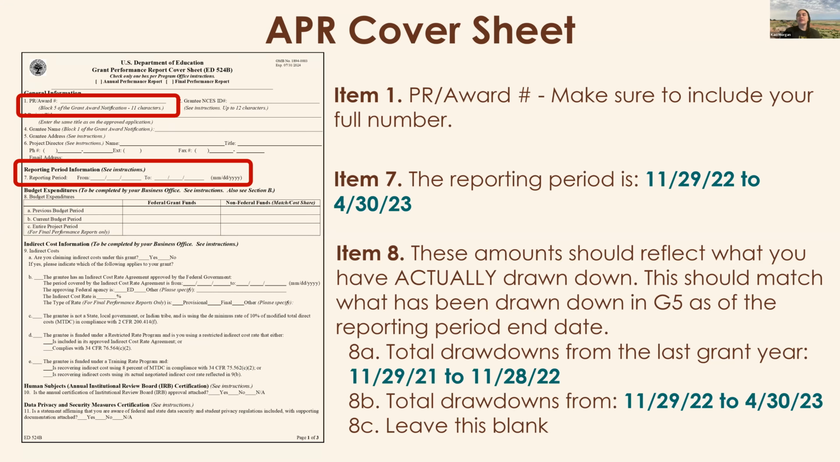Then we have item 7, your reporting period. The reporting period on this APR should say 11/29/22 to 4/30/23. So that's what you'll put in item 7.